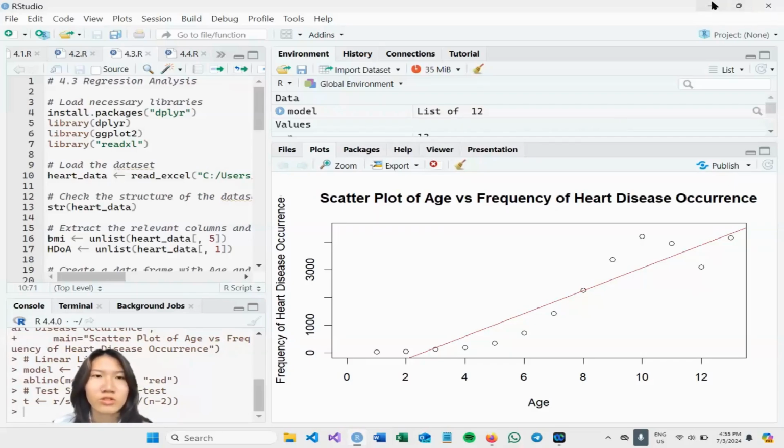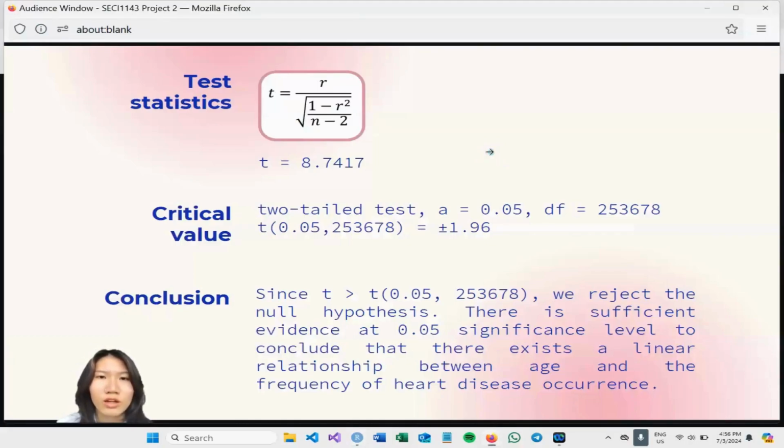So we go back to the test statistic. This is the formula, and then we plug in the values of R and N, and we get the value of T. For the critical value, since it is a two-tailed test with alpha as the significance level, we obtain a critical value equal to plus minus 1.96. The conclusion of this test is that since the test statistic is greater than the critical value, we reject the null hypothesis. There is sufficient evidence at 0.05 significance level to conclude that there exists a linear relationship between age and the frequency of heart disease occurrence.